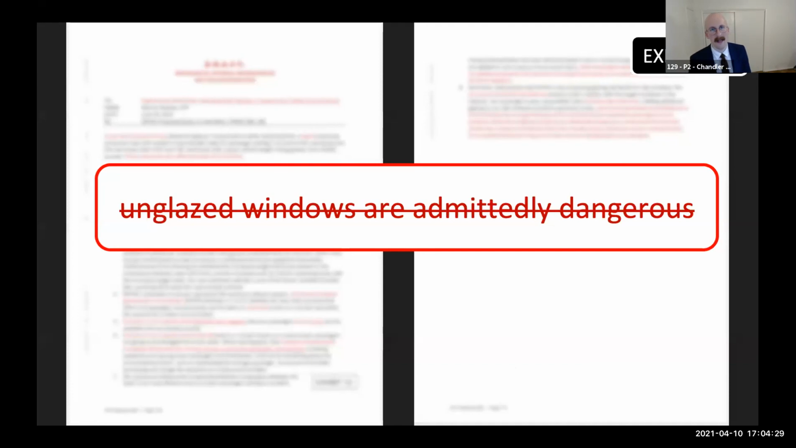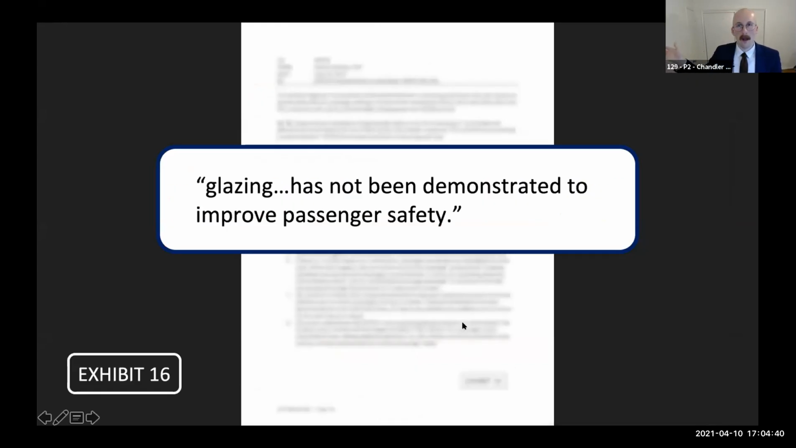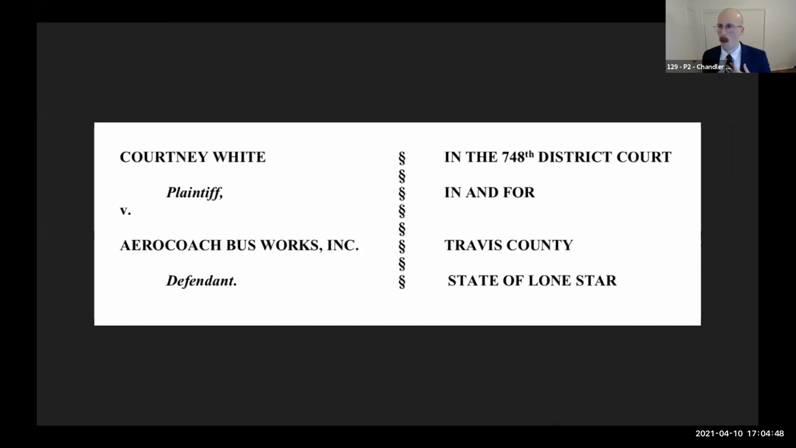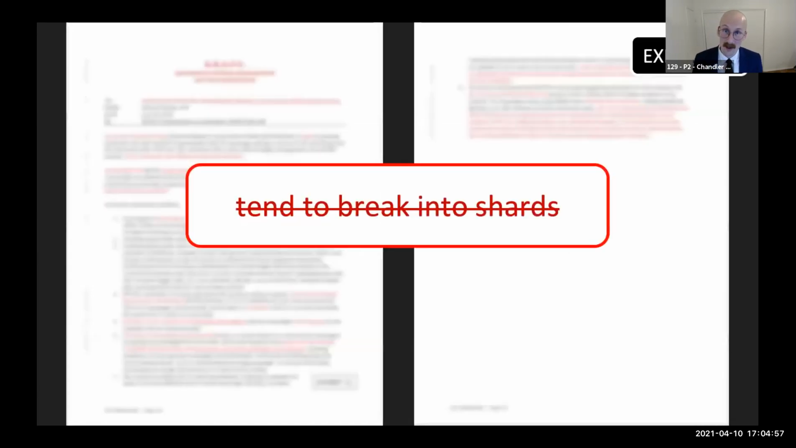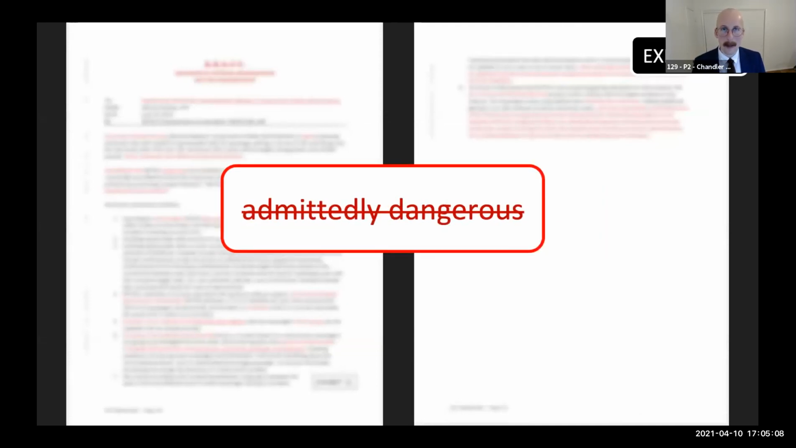Now, the defense has tried to say today, well, this is just an internal memo. It's just a draft. Exactly. When the defendant is talking to the federal government, oh, our windows, they're safe. When the defense is here in court talking to you, oh, our windows, they're safe. But privately, when they're not being sued, our windows tend to break into shards. Our windows are admittedly dangerous.